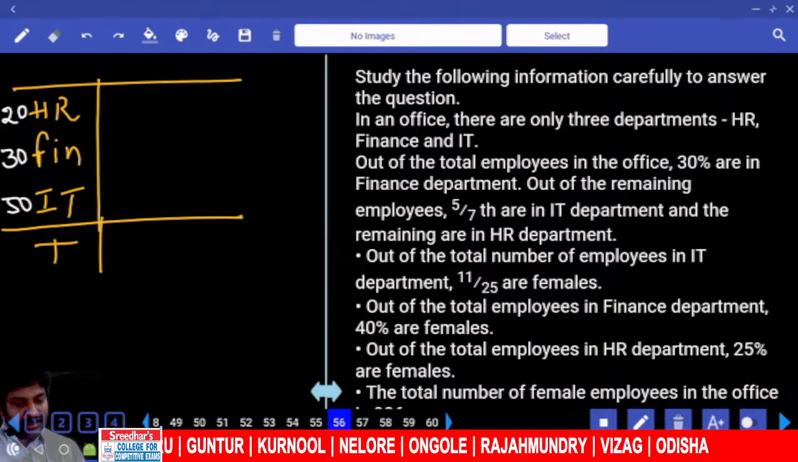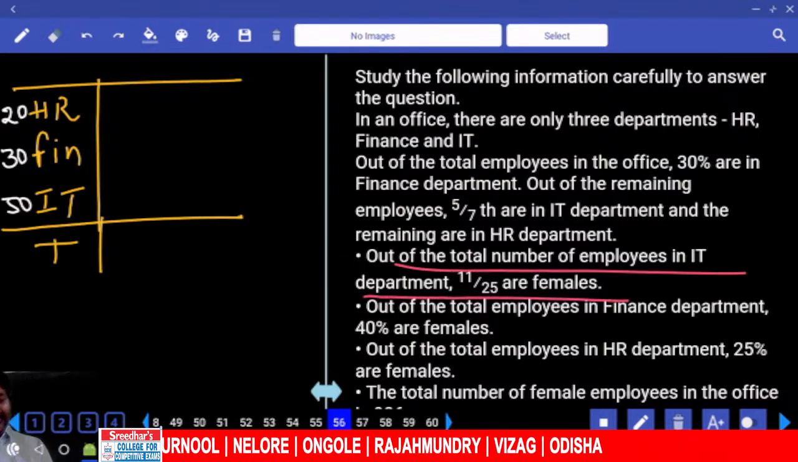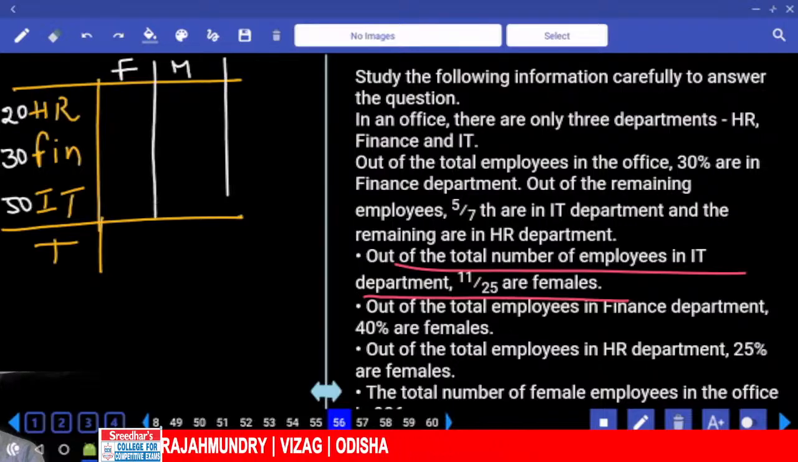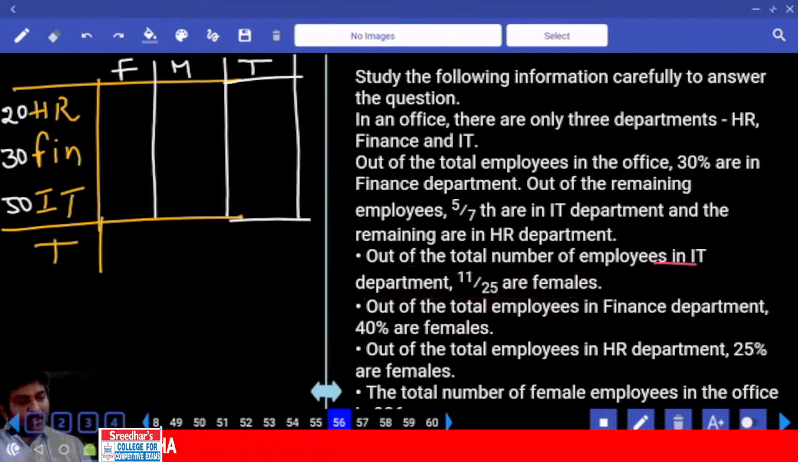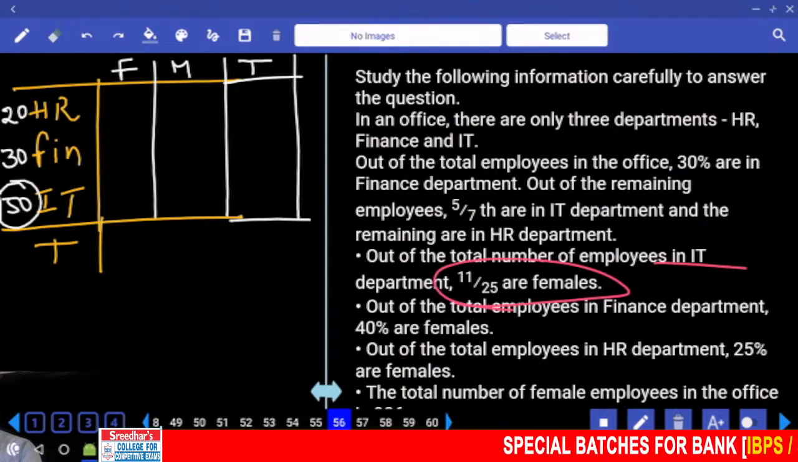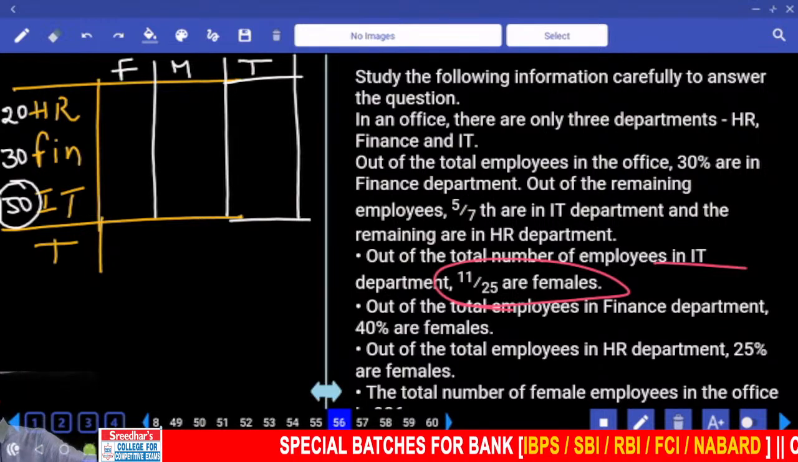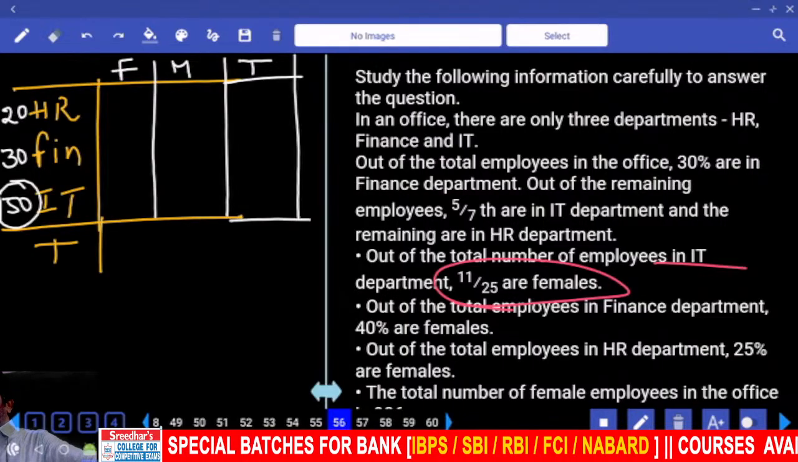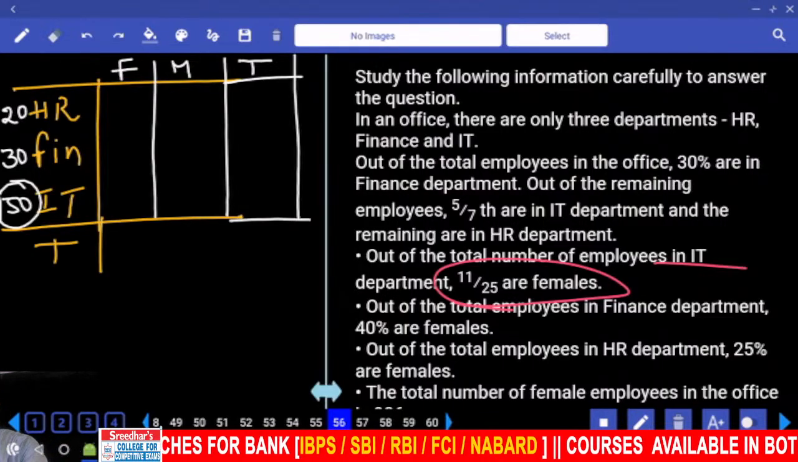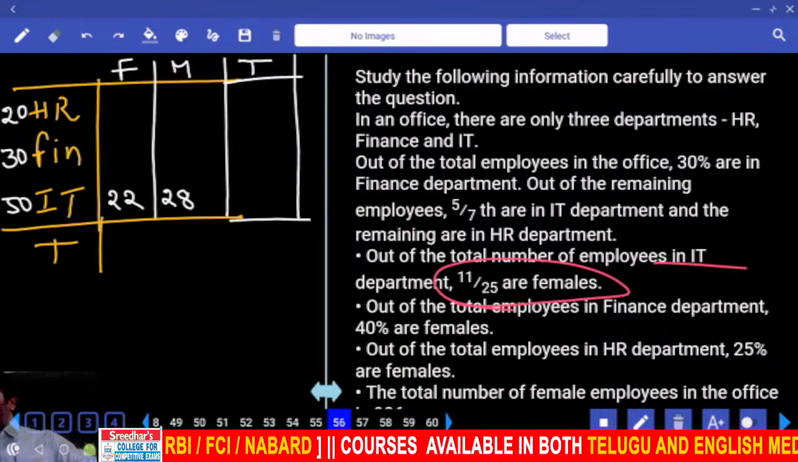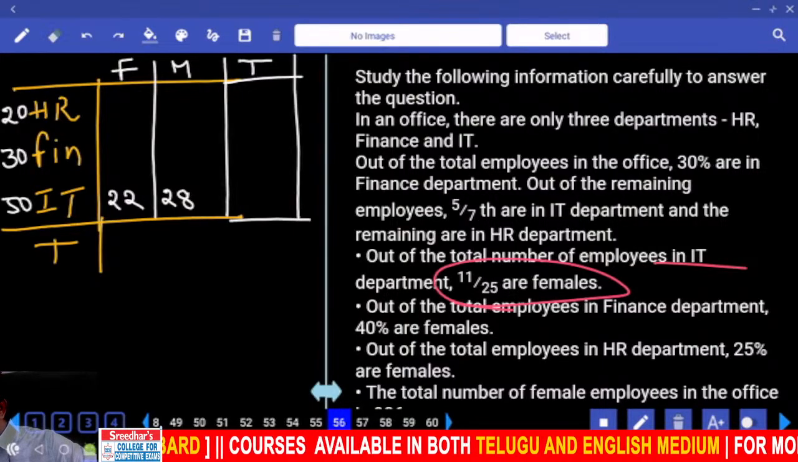Out of total number of employees in IT department, 11 by 25th are female. Now they are talking about female, so we will get male and also total. IT total are 50. What is 1 by 25th part of 50? 2%. 11 by 25th part will be 11 into 2. If 22% comes here, 28% are male. You got it?